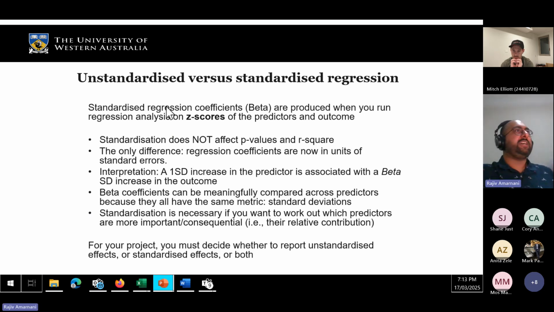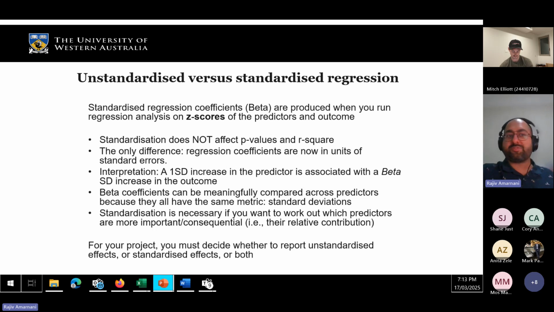So here, standardization does not affect the p-values, does not affect the r-squared. P-values are entirely unchanged. The only difference is that everything is now in units of standard errors. I will not fuss a lot about the interpretation of the betas. The main thing is that the bigger they are, the more they contribute. It's now about the relative contribution of predictors. So depending on what you're trying to do, you may find that you'll need to report the standardized rather than the unstandardized.